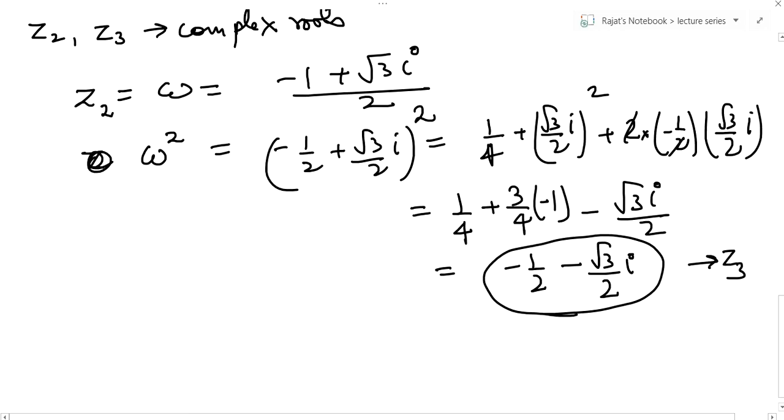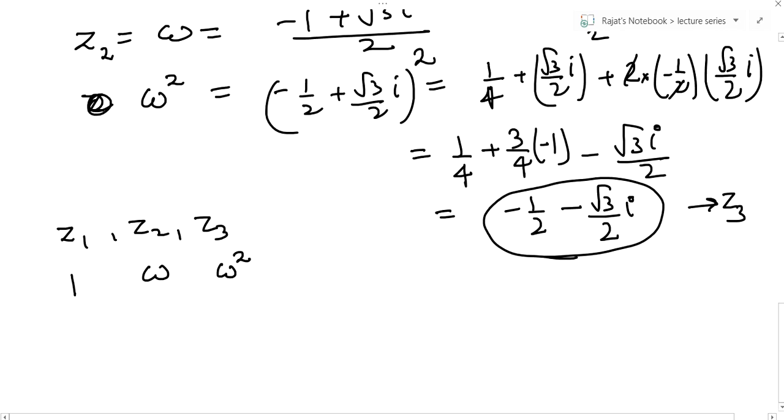So basically, I can say that the roots are z1, z2, z3. This is 1, z2 I have assumed omega, and z3 we found is omega square. So what are the three roots? The cube roots of unity are 1, omega and omega square.